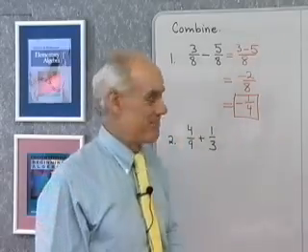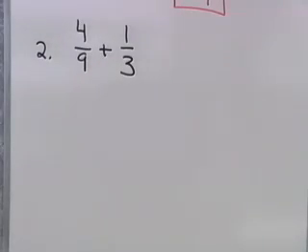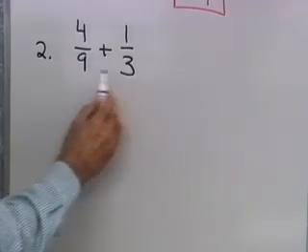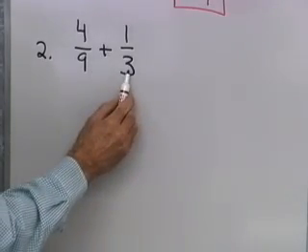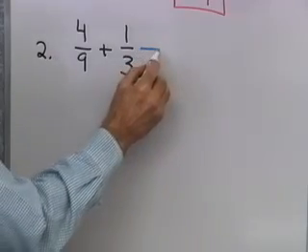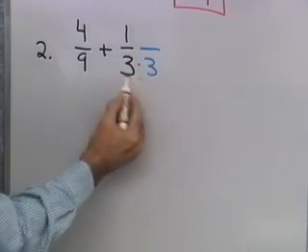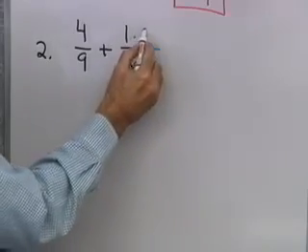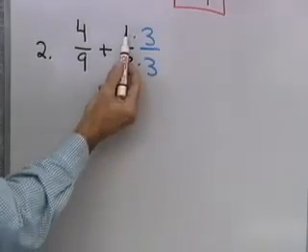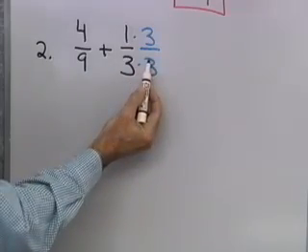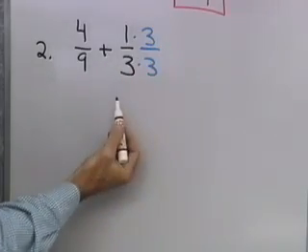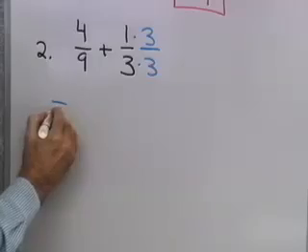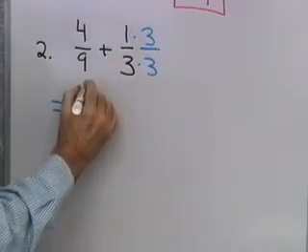Let's try another one. Here I have 4/9 plus 1/3. They both have to have the same denominator in order for me to add them. So what I'm going to do is multiply this denominator by 3 so that it will become 9. If I do that to the denominator in this fraction, I need to do the same thing to the numerator. So I multiply numerator and denominator by 3. Notice that I've simply multiplied by the number 1, so I know I haven't changed the value of this fraction.